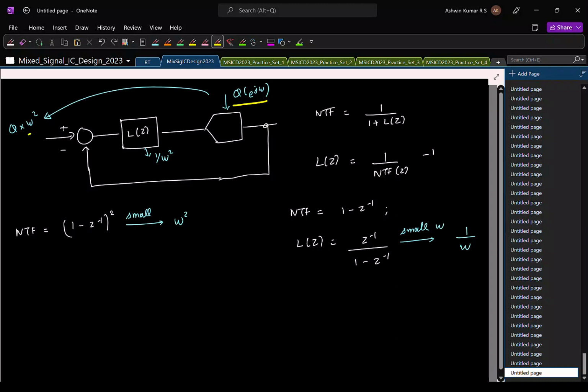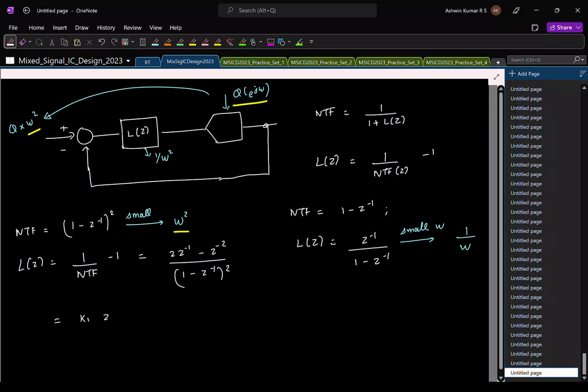And remember, this is what your NTF is also, right? You want an NTF at low frequencies to be omega square, and to get that, you need to have at least 2 integrators. Only then the NTF will be of the required form. And in this case, you can actually find what the loop filter is. It's 1 by NTF minus 1, and you can work out this thing.